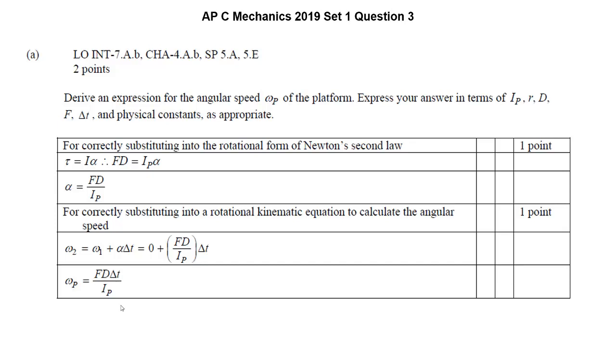Make sure you're using their symbols here. Don't use an R or don't use just an I, or a T. Use their symbols. So 2 points there, basically. 1 point for figuring out that you need to find the acceleration and doing that correctly, and then 1 point for using the correct kinematic equation.